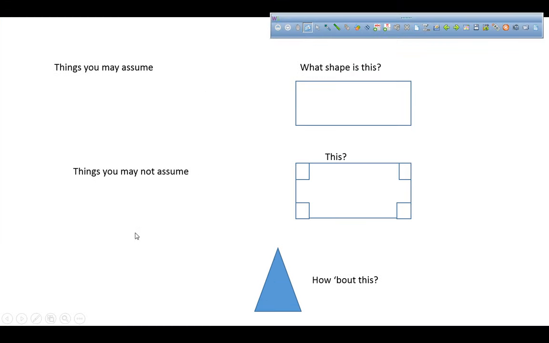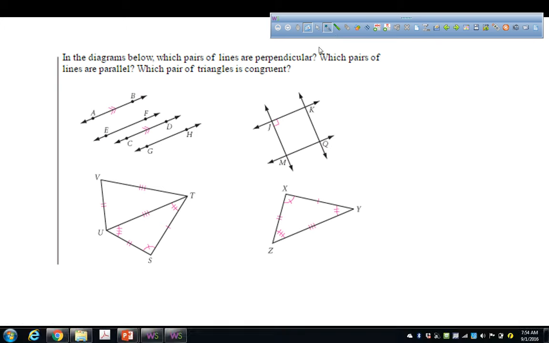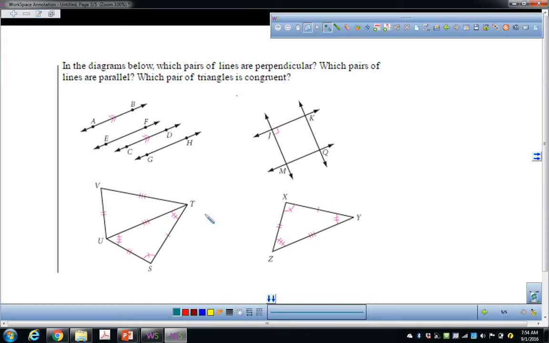Okay? So, moving on. In the diagram below, which pairs of lines are perpendicular? Who can tell me, based on the markings, which lines are perpendicular? So, we're looking at this one, right? This is the only one that looks like they're perpendicular. Which ones are perpendicular? Which ones are perpendicular, Cadence? Can you see from way over there? Yeah.